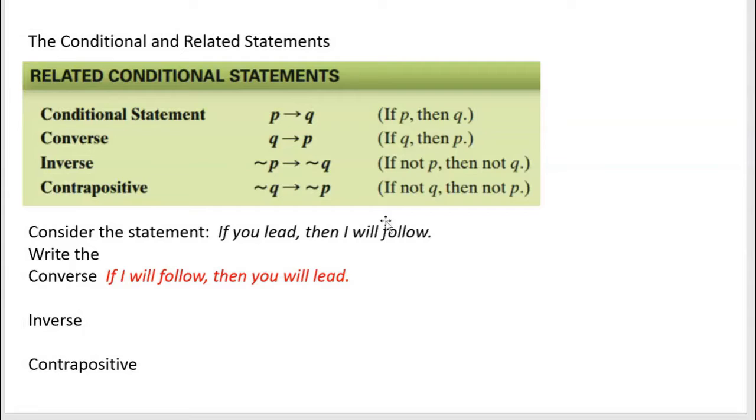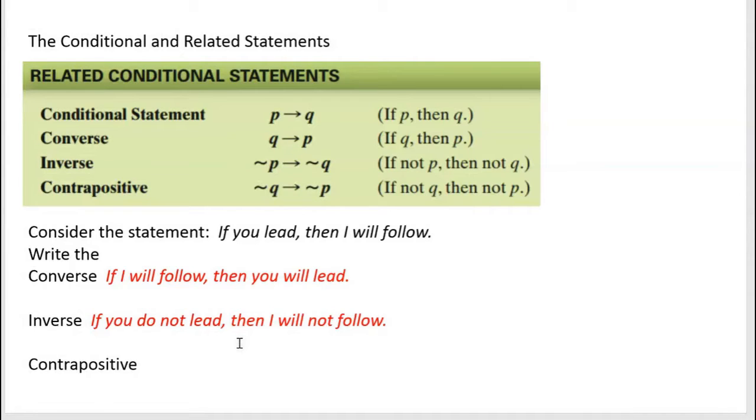So what about the inverse? Notice the inverse, if I remind you, is when you flip it. In other words, you negate it. So you say not P implies not Q. So the order stays the same as the original conditional statement. So if you do not lead, then I will not follow. Does that make sense? You keep the order the same for the inverse. You just negate both statements. And of course, that can vary just a little bit in the words that you choose and still have the same meaning.